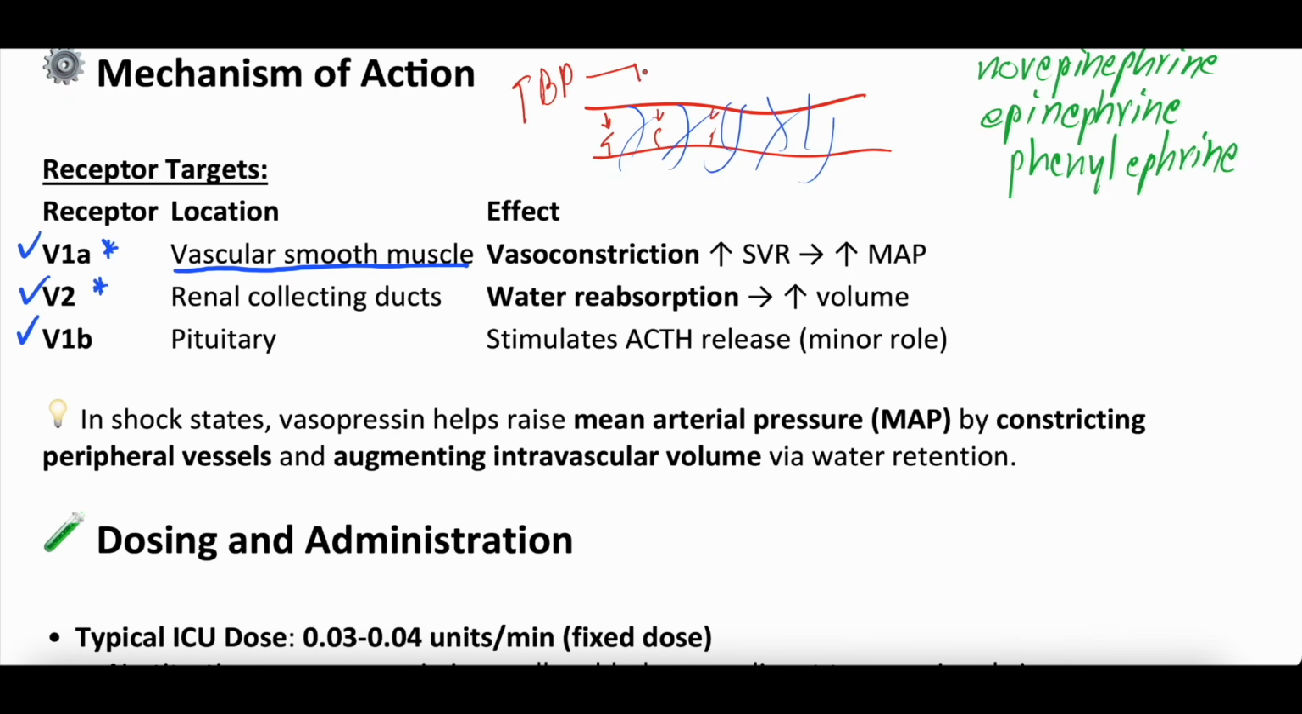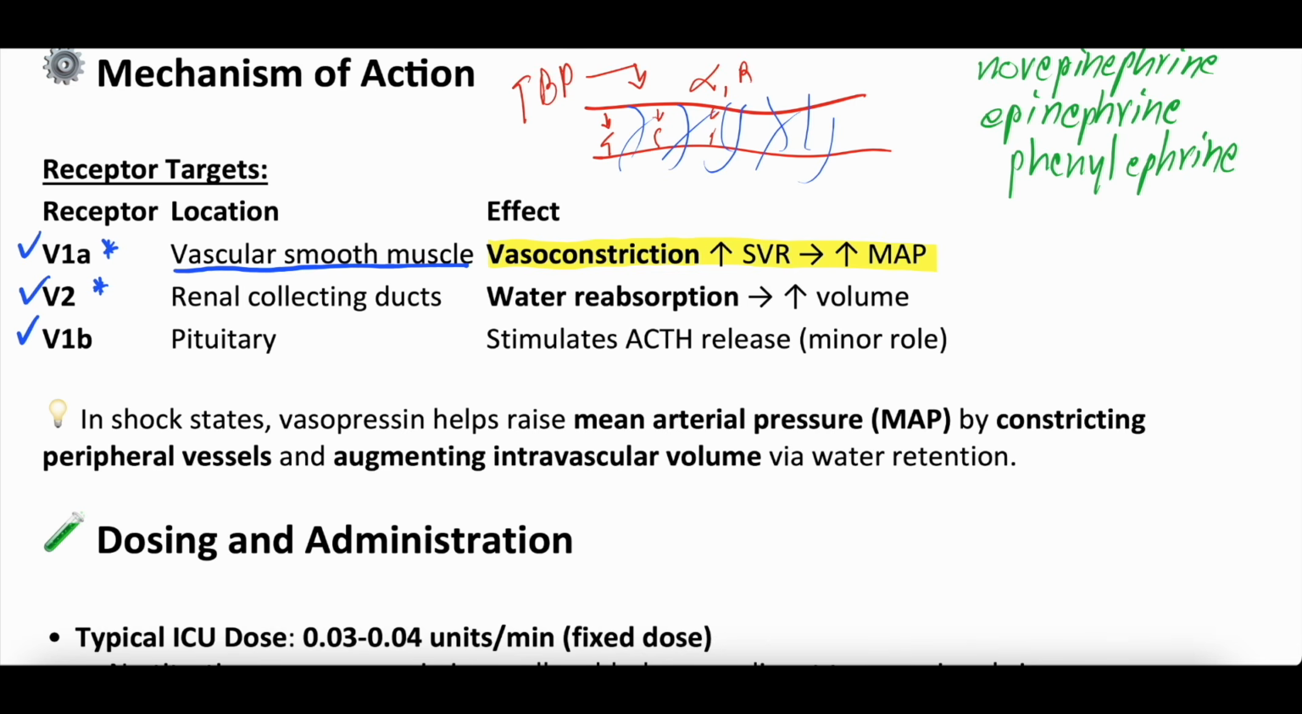This is how a lot of the catecholaminergic vasopressors work, right? Alpha-1 receptors cause vasoconstriction. Vasopressin, though, acts on V1A receptors on vascular smooth muscle, still leading to vasoconstriction, which increases your SVR, that stands for systemic vascular resistance, the resistance of your vasculature, and that increases your MAP, your mean arterial blood pressure, which is one of the goals of vasopressors, right? To increase the MAP, to increase the blood pressure.